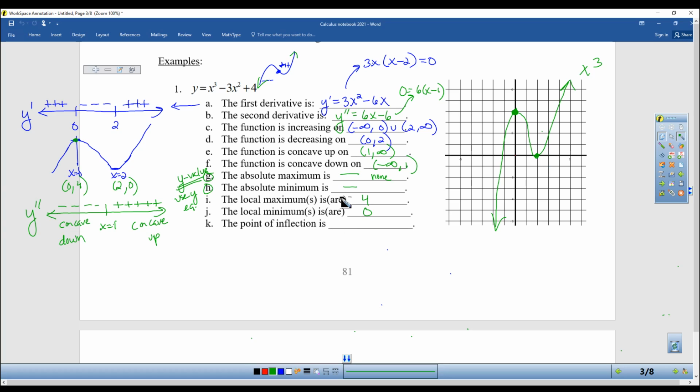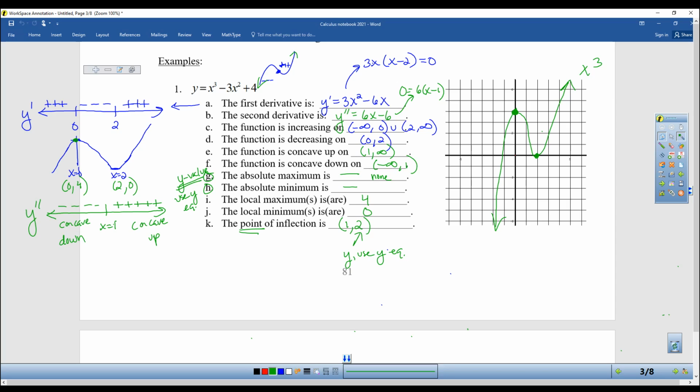And finally, the point of inflection is we already decided that it changes from concave down to concave up at 1. It does say point, so make sure you get the point. And when you plug a 1 in to the y equation, remember, if you want to know y, use the y equation, not the second derivative equation. So you plug a 1 into that equation, and you get 2.